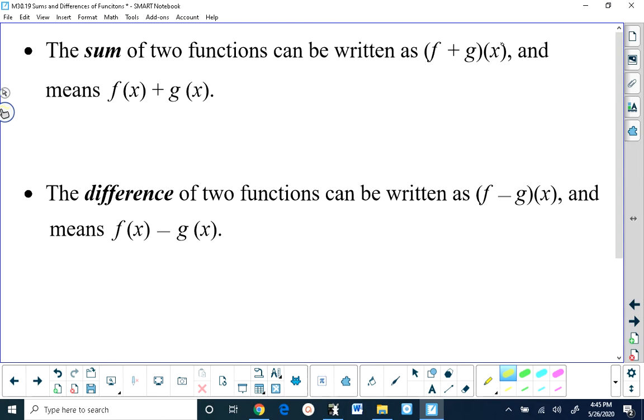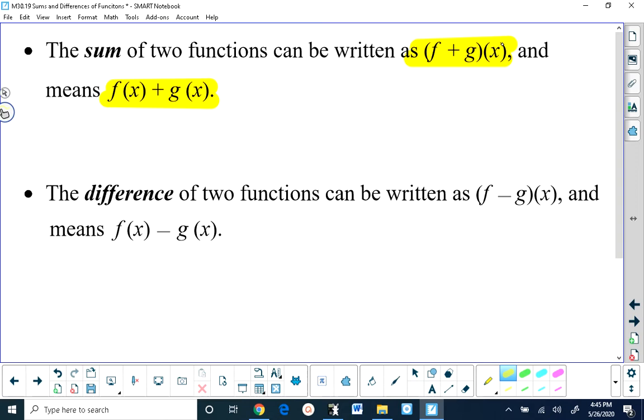So first of all, some notation that we have to be aware of. When you have the sum of two functions, the sum means you add things together. We write it in this form, and this is pronounced f plus g of x. And what f plus g of x means is f of x plus g of x.